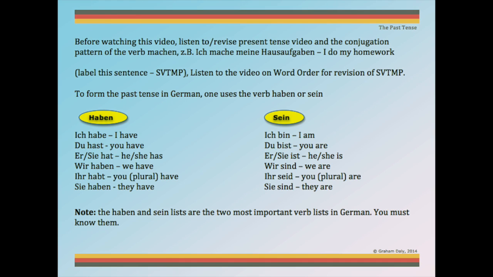My name is Herr Daly, and today we're going to be talking about the formation of the past tense in German. So let's get going. Take out a biro and your copybook, because we'll be working through examples throughout this podcast.